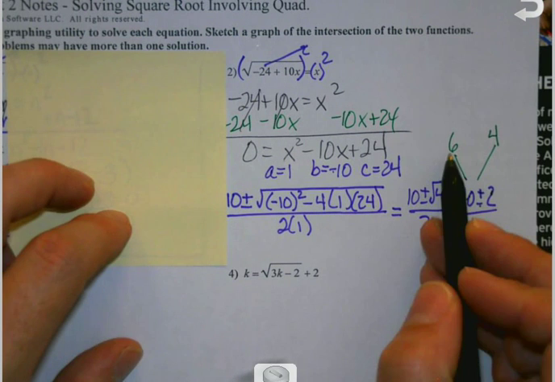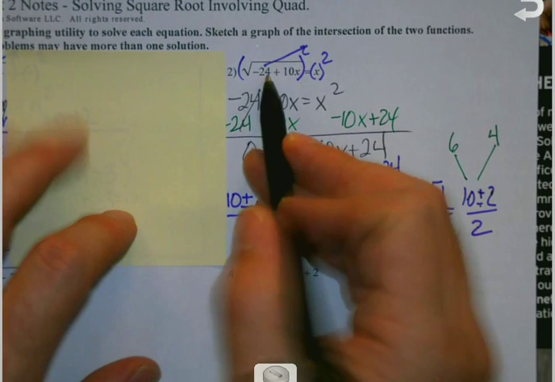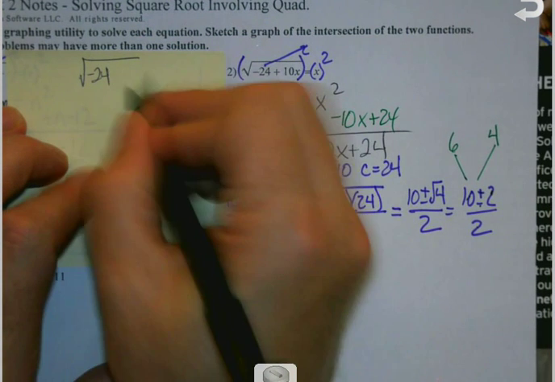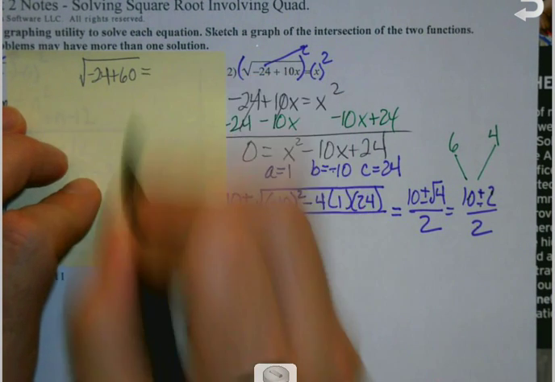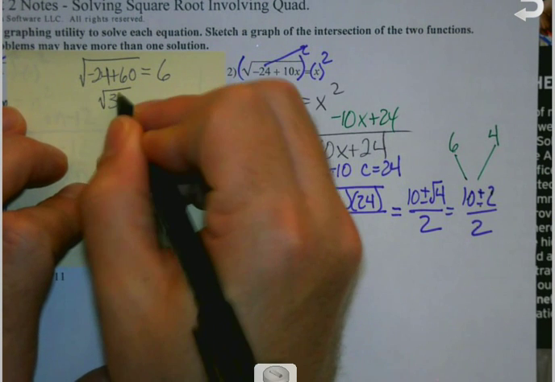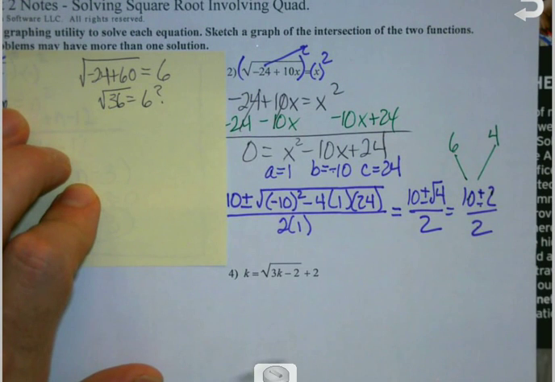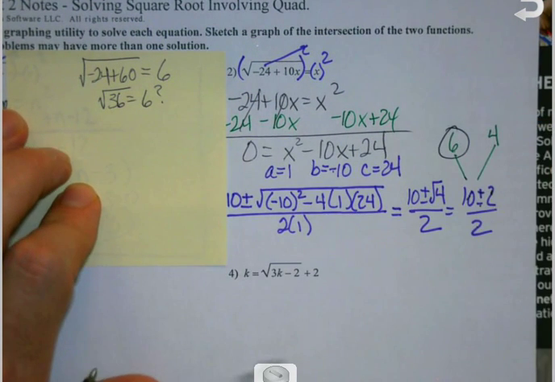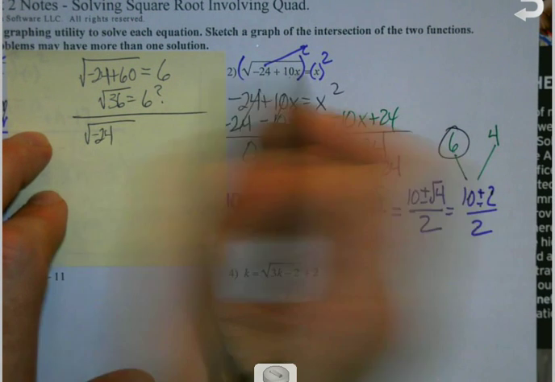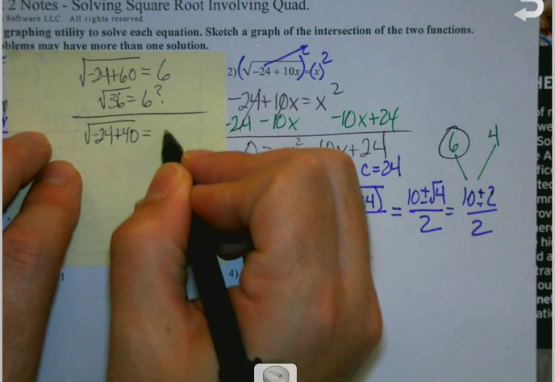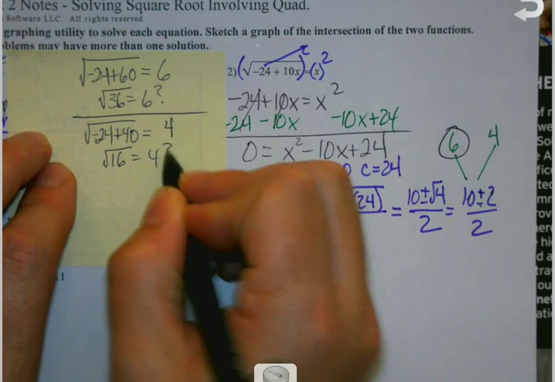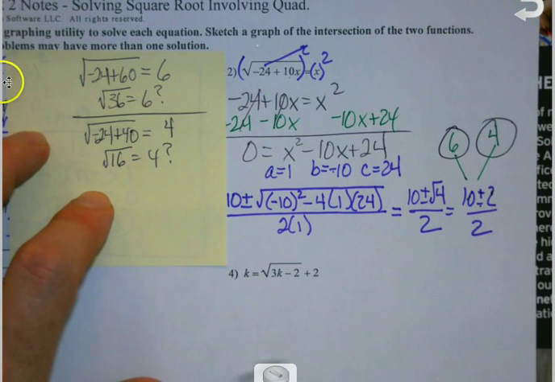But if I was doing it, okay, if I plug the 6 in here, I'd have the square root of negative 24. 10 times 6 is 60. And then x is 6. So does the square root of 36 equal 6? Yes. Okay, so that one works. And I do the same thing with the 4. 10 times 4 is 40. Equals x, which is 4. Add those up. Does the square root of 16 equal 4? It does. So I get 2 answers.